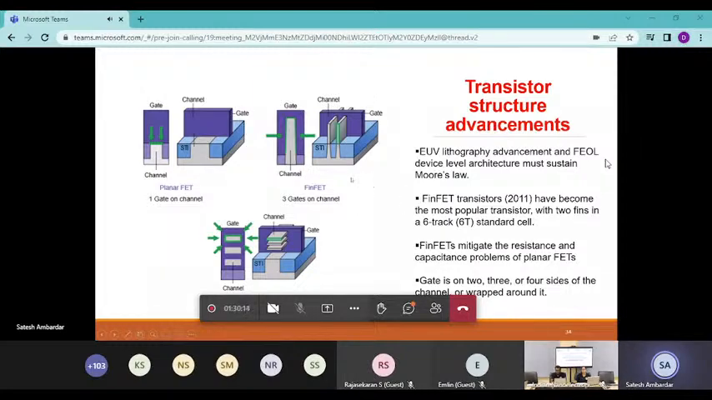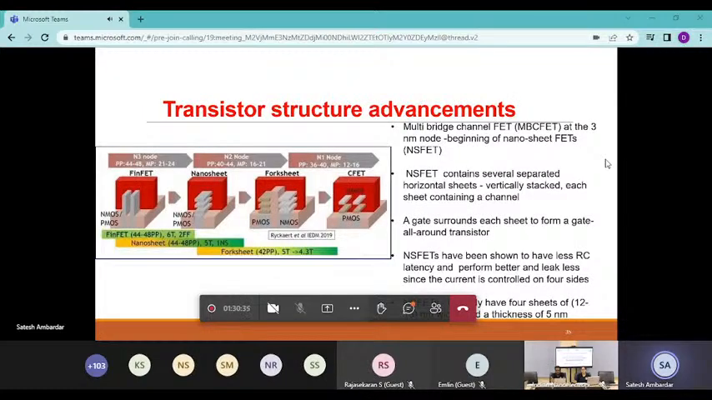So it was introduced in the year 2011, and this is the most popular now used in the industry, because the gate is all round. You can see the gate is on the three sides of the channel, or it can be on all the four sides of the channel. So the gate has a good control on the channel. So it is reducing the leakages, the short channel effects, the leakages because of the DIBL, that drain-induced barrier lowering, those have been improved.